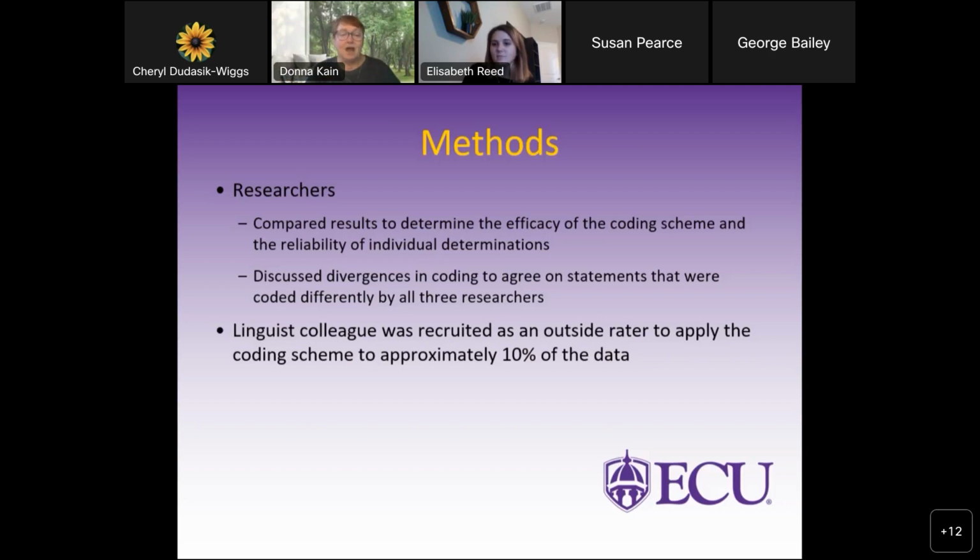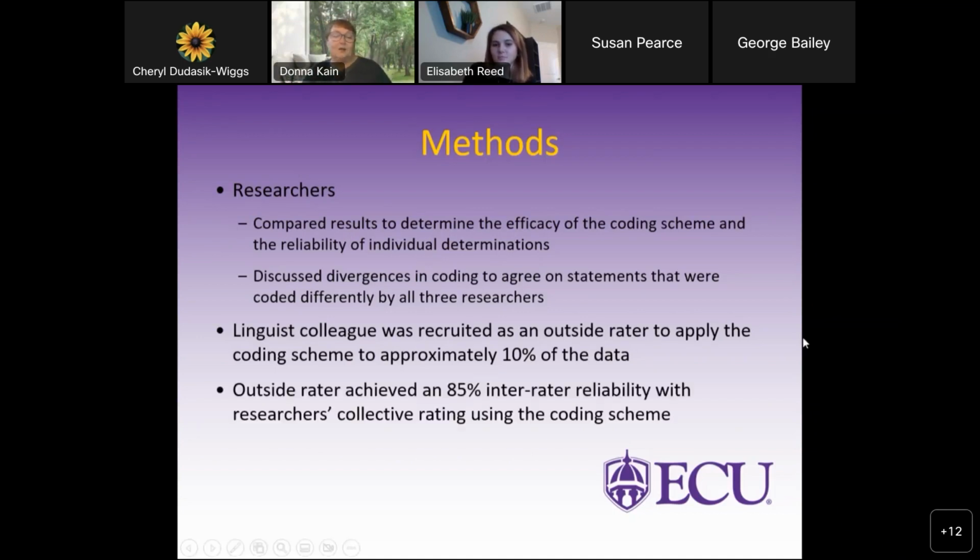We had a linguist colleague, Mark Johnson, who is fabulous and was very, very kind and generous to serve as an outside reader and to apply the coding scheme to approximately 10% of our data. So we had an inter-rater reliability of 85%, which isn't fabulous, but it's not horrible, with our collective rating using our coding scheme.